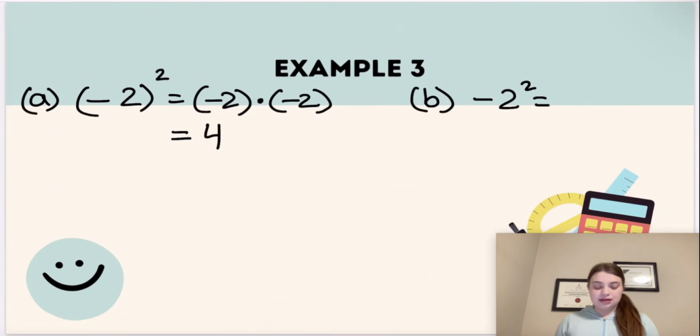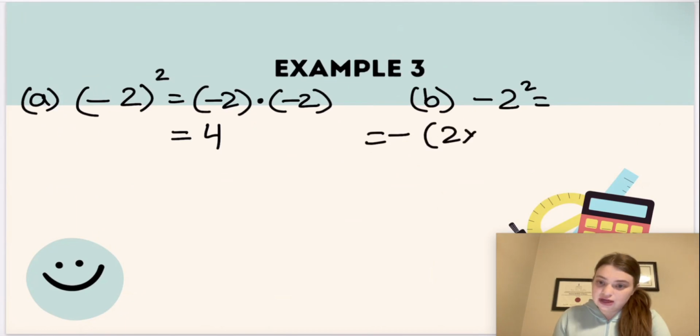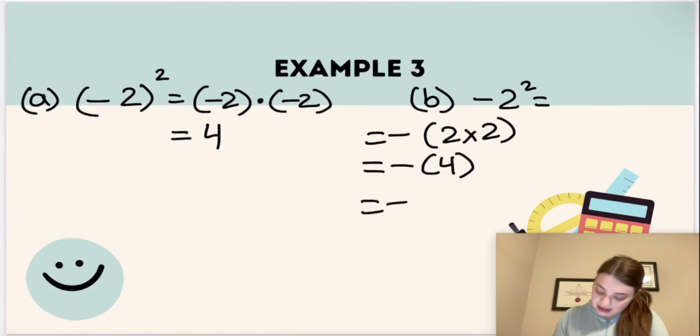What about for part B? For part B, because the negative is actually not in the brackets, this tells us that the negative is not part of the base. The negative is an extra outside from the base. So what they're saying for part B is not negative 2 itself being squared, it's saying we want the negative version of 2 squared. So what is 2 squared? Well, 2 squared is 2 times 2, so we want the negative version of 2 times 2. And 2 times 2 is 4. And so therefore, it's the negative version of 4, which is negative 4.